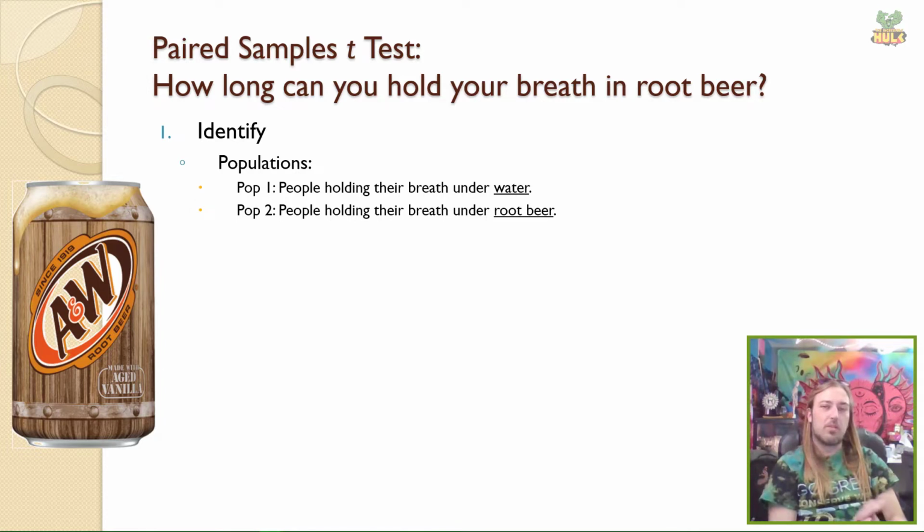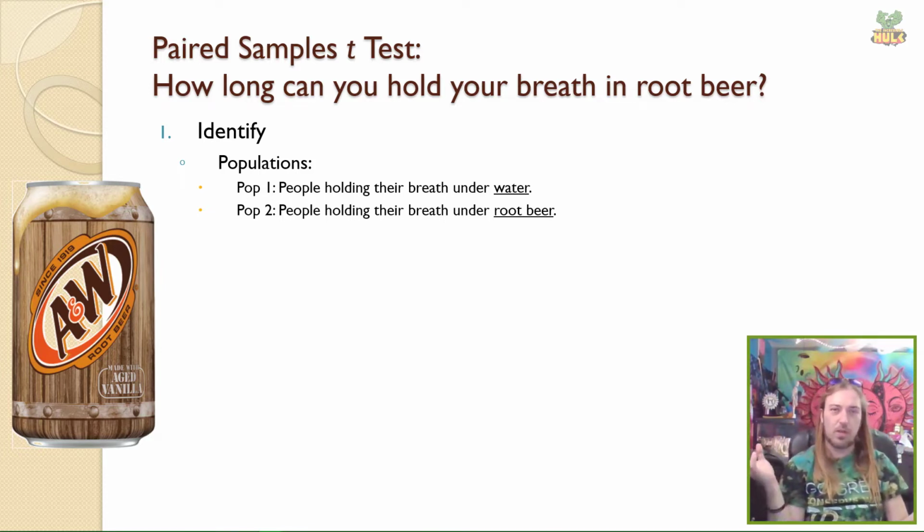Identify our populations. Okay, let's get started with our 6 steps of hypothesis testing. Population 1, people holding their breath underwater. Population 2, people holding their breath under root beer. Right? We're asking whether or not these would be different populations, meaning the amount of time they could hold their breath under water would be different from the amount of time they could hold their breath under root beer.